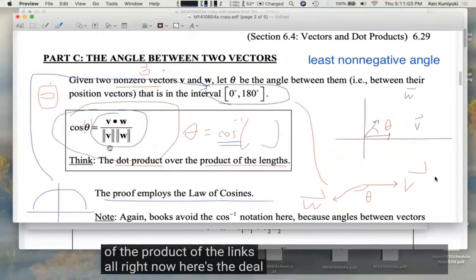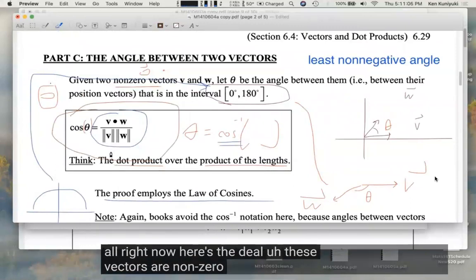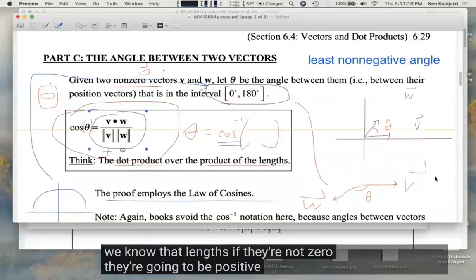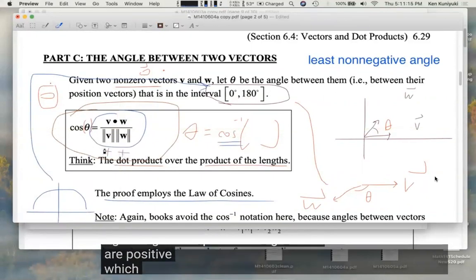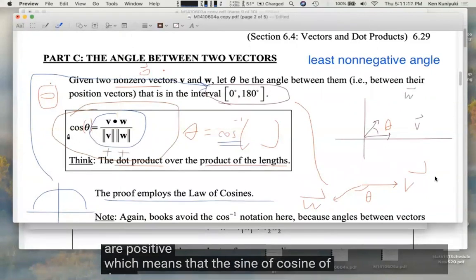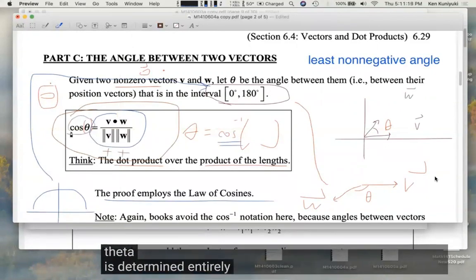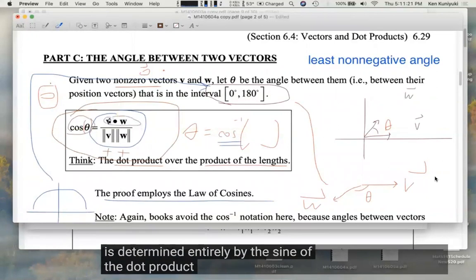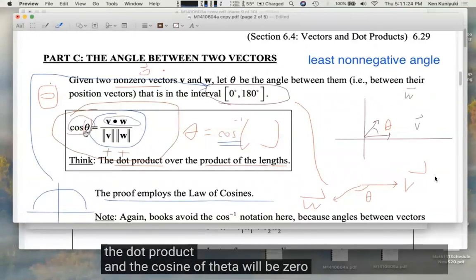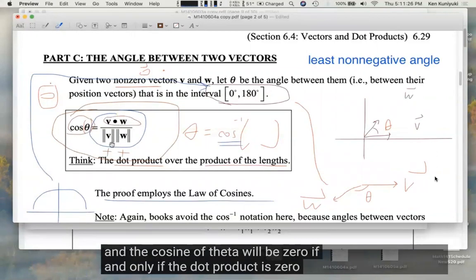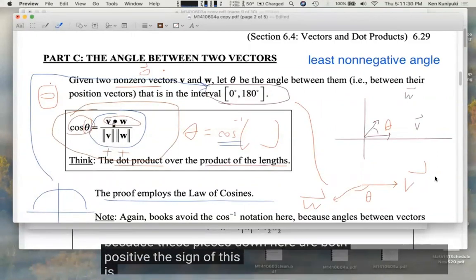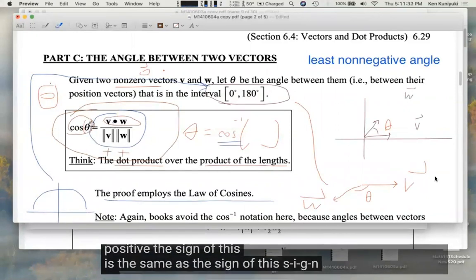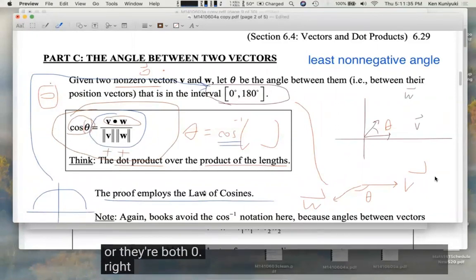Now here's the deal. These vectors are non-zero. We know that lengths, if they're not zero, are going to be positive, right? Magnitudes are positive, which means that the sign of cosine of theta is determined entirely by the sign of the dot product. And the cosine of theta will be zero if and only if the dot product is zero, because these pieces down here are both positive. The sign of this is the same as the sign of this, S-I-G-N, or they're both zero, right?